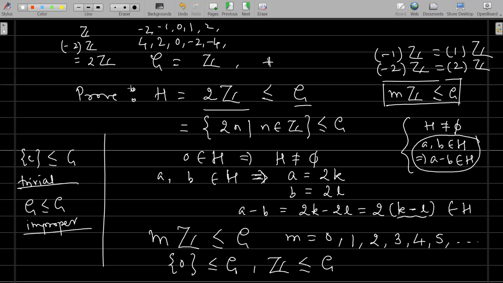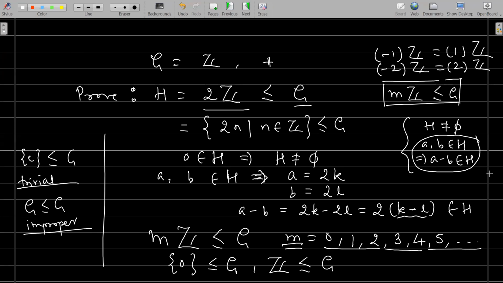Yes, sir. So Z and minus Z is same. 2Z and -2Z is same. 3Z and -3Z is same, and so on. So essentially, I need not take negative values of M. Either take positive or negative, one of them. That is enough. So I'm taking, for convenience, 0, 1, 2, 3, 4, and so on.